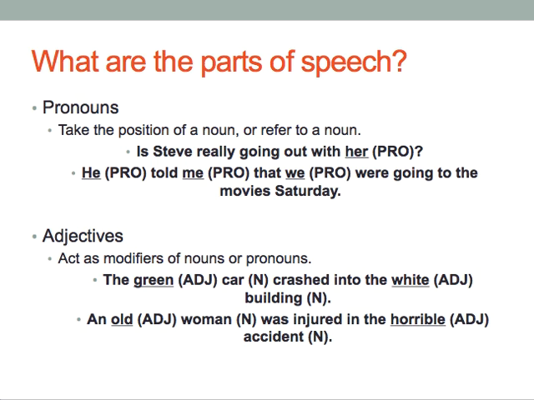Adjectives act as modifiers of nouns or pronouns. They describe or further qualify what the noun or the pronoun is. The green, adjective, car, noun, crashed into the white, adjective, building. Green tells us what type of car, white tells us what type of building. An old, adjective, woman was injured in the horrible, adjective, accident, noun. Old tells us what type of woman, horrible tells us what type of accident.